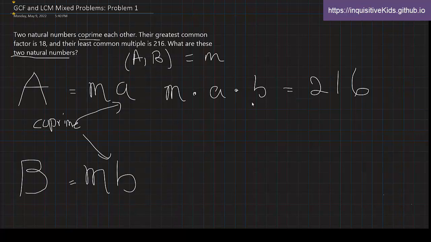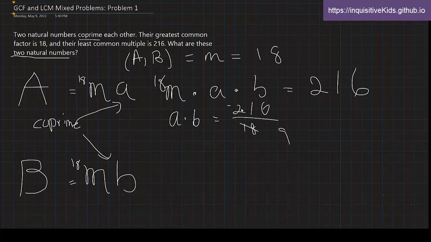We know that the greatest common factor is 18, which makes m equal to 18. So now let's go ahead and replace every single m we see here with 18. So if 18 times a times b equals 216, what is a times b? Well, that would be 216 divided by 18. And I'm just going to solve it right here. This divided by 2 is 9.